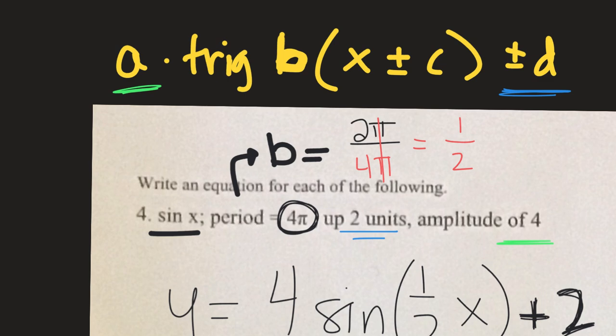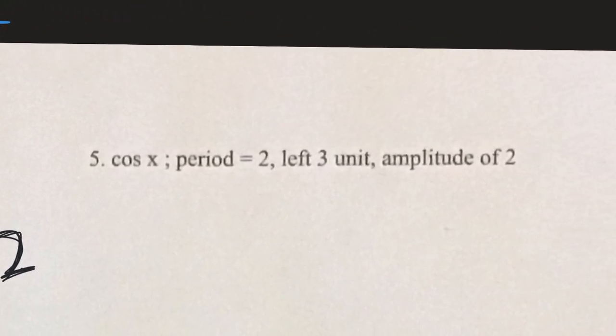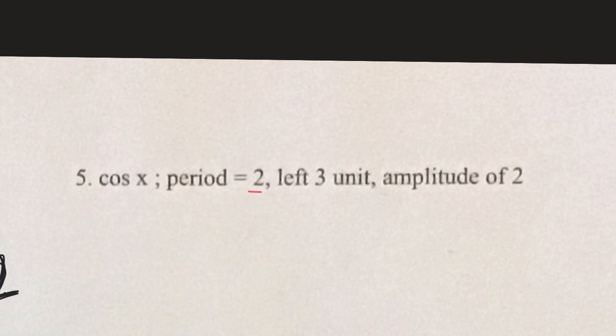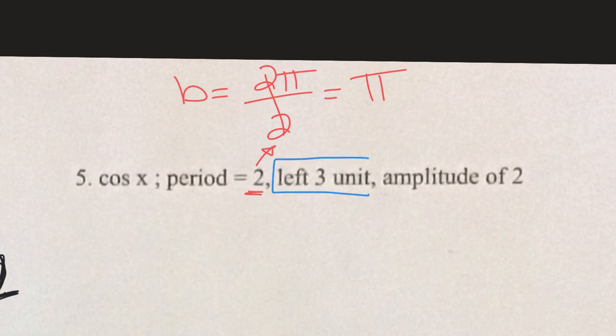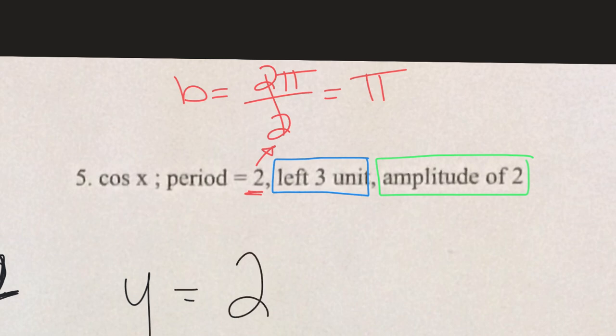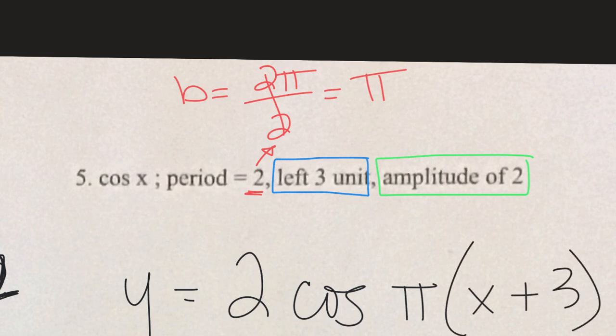Okay, so let's practice again with number 5. This wants a cosine graph with a period of 2. So that means our b value is 2 pi divided by 2. 2 divided by 2 is 1, so our b value is just pi. Okay, here is your phase shift, and then this is your vertical shift. Nope, that's an amplitude of 2, so no vertical shift in this case. So y equals 2 from your amplitude times the cosine of pi, parentheses, x plus 3, right?